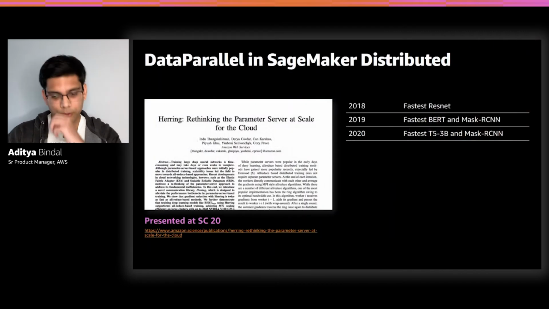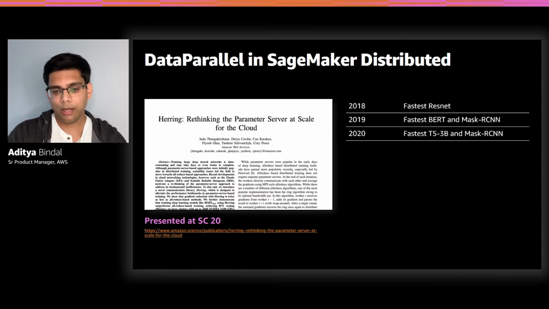And to give you some context on how we built SageMaker distributed data parallel and why we built it, this year at SC20, we presented a paper on rethinking the parameter server at scale on the cloud. And the core thesis was we could go back to some of the innovative work that was done by researchers both in the parameter server paradigm, but also the ring all-reduce MPI paradigm. And we could take the best of both worlds and innovate and build a solution that works well for both.